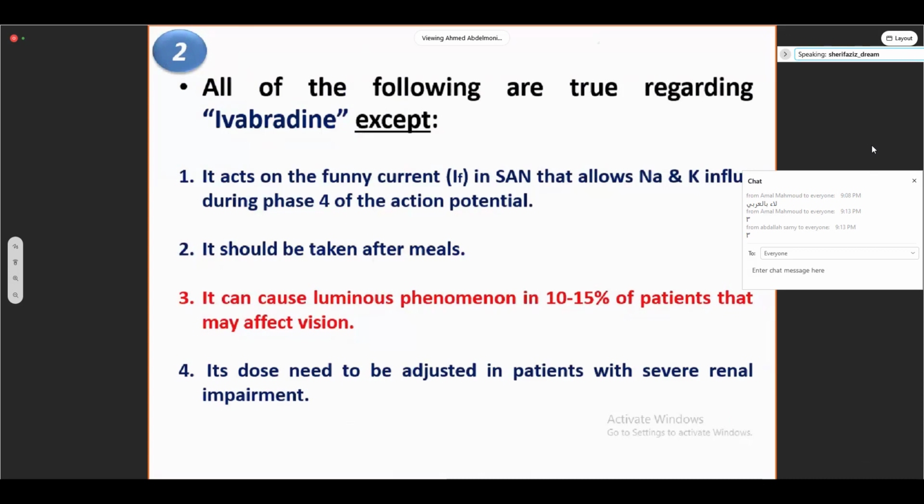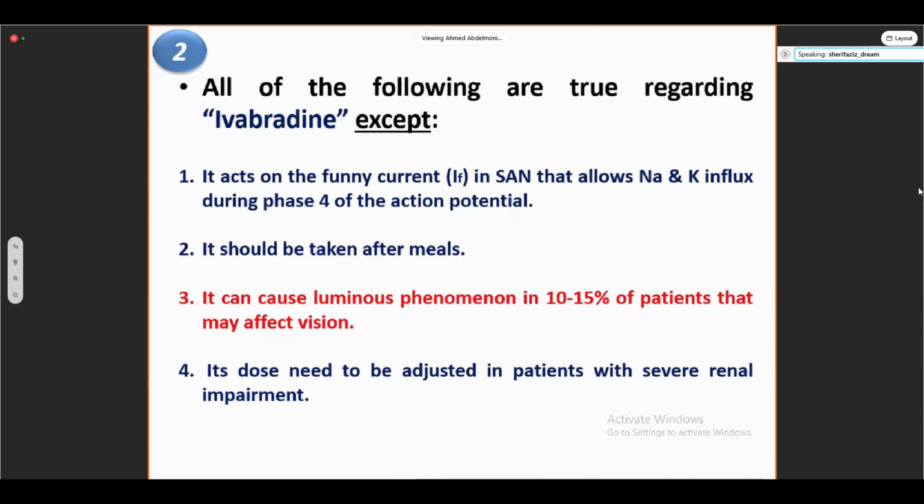Yes, of course. Here we are looking for the wrong choice. Of course, ivabradine acts on the funny current, the IF current in the SA node; this is solid information that we all know. It should be taken after meals, that's true, and it can cause luminous phenomena in 10 to 15% of patients, that is right. But affecting vision is not true. Luminous phenomena may be a disturbing side effect of ivabradine, but it doesn't affect vision. So that's wrong. And the dose needs to be adjusted in patients with severe renal impairment, that's right. So number 3 is the answer to this question.